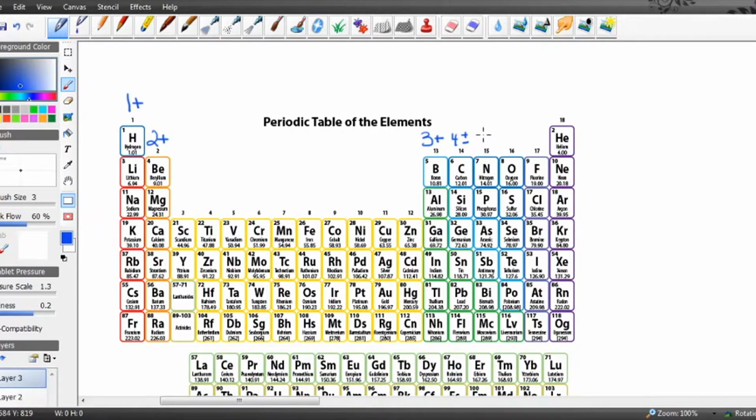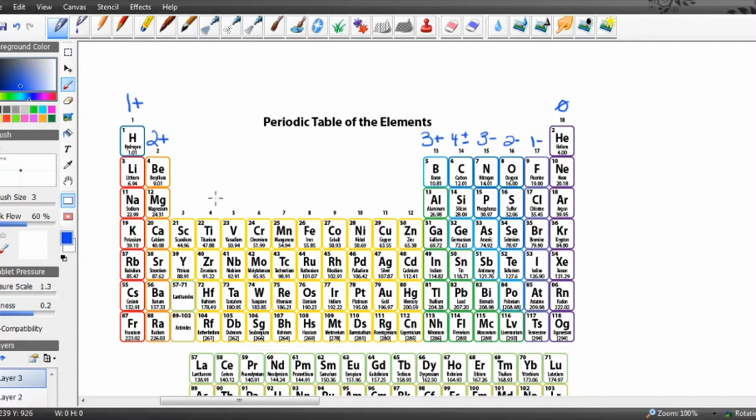Nitrogen with 5 valence electrons will gain 3 electrons and thus make a 3-. The oxygen family with its 6 valence electrons will gain 2 to become a 2-. And group number 7, the halogens, will gain 1 electron to get to 8 and thus have a 1- charge. And of course, our noble gases are not going to make ionic charges at all.